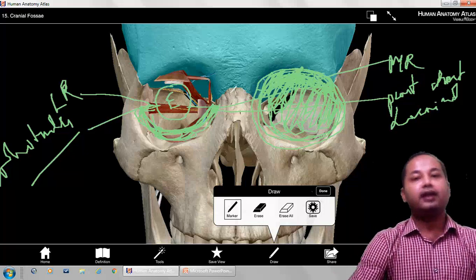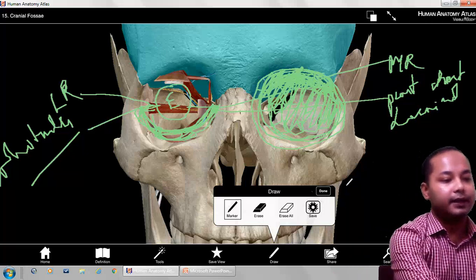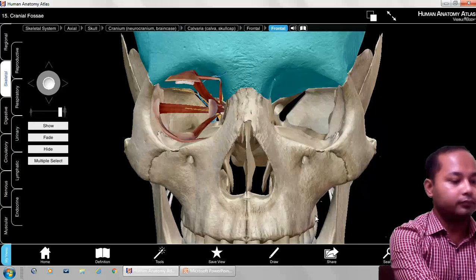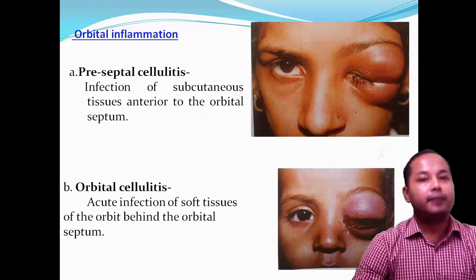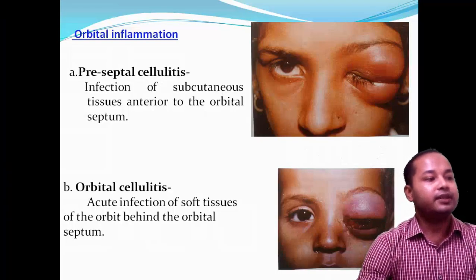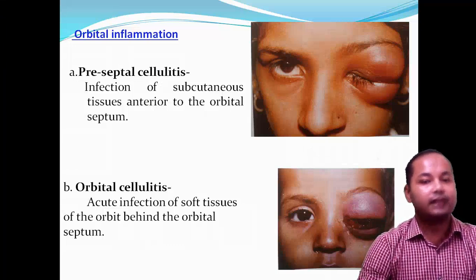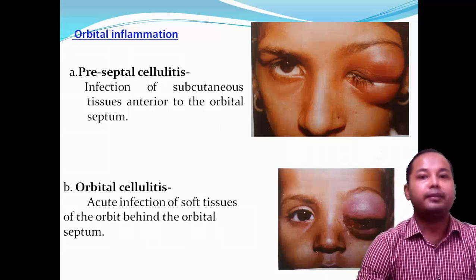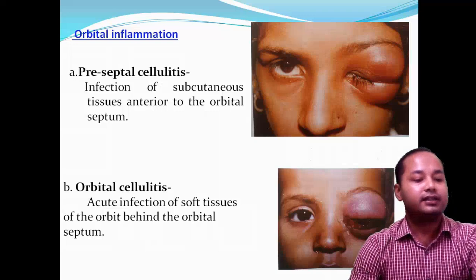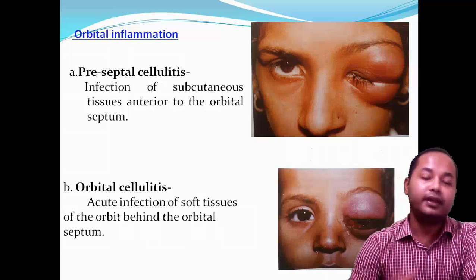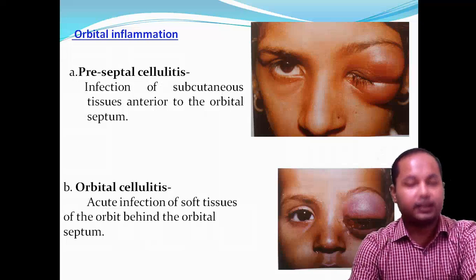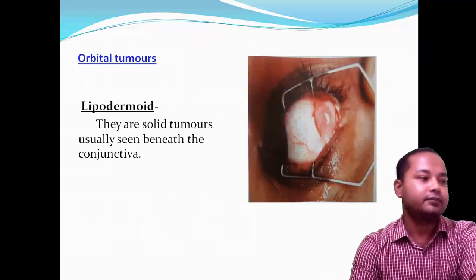Now we can go to the next part, that is the applied importance of this part. In the applied importance, there is the presence of preseptal cellulitis and orbital cellulitis. Cellulitis means inflammation. So in the orbit, if there is a microbial invasion or any other infection, when there is inflammation in and around the orbit, this will lead to cellulitis, which is the scientific term; the common man's term is inflammation or infection.